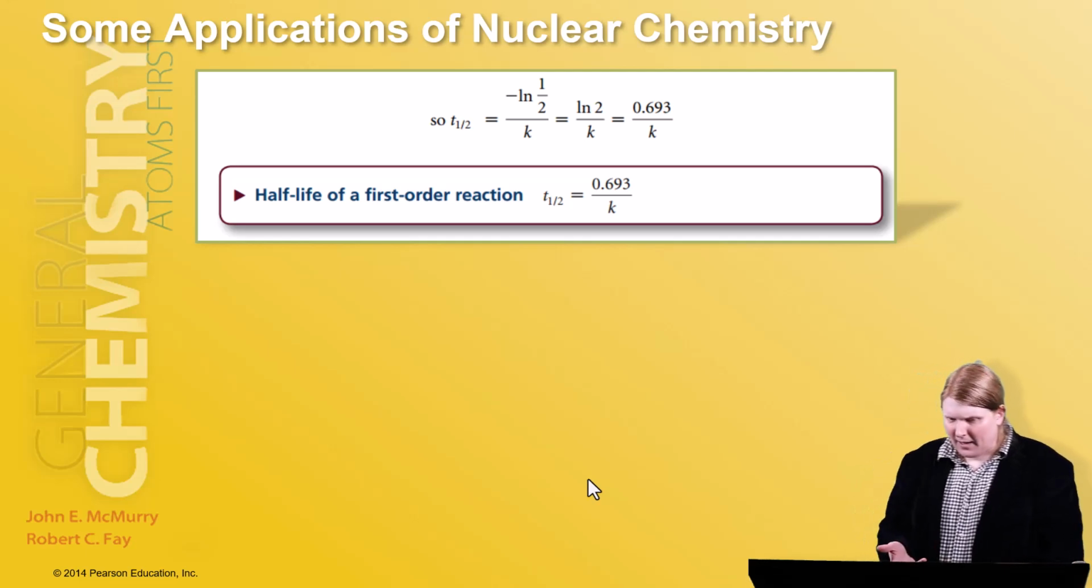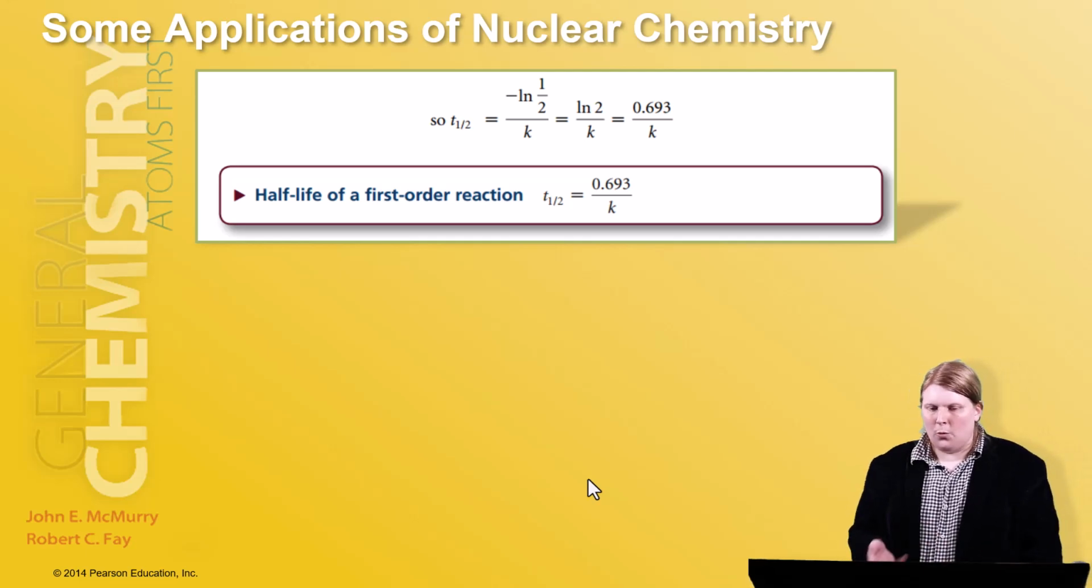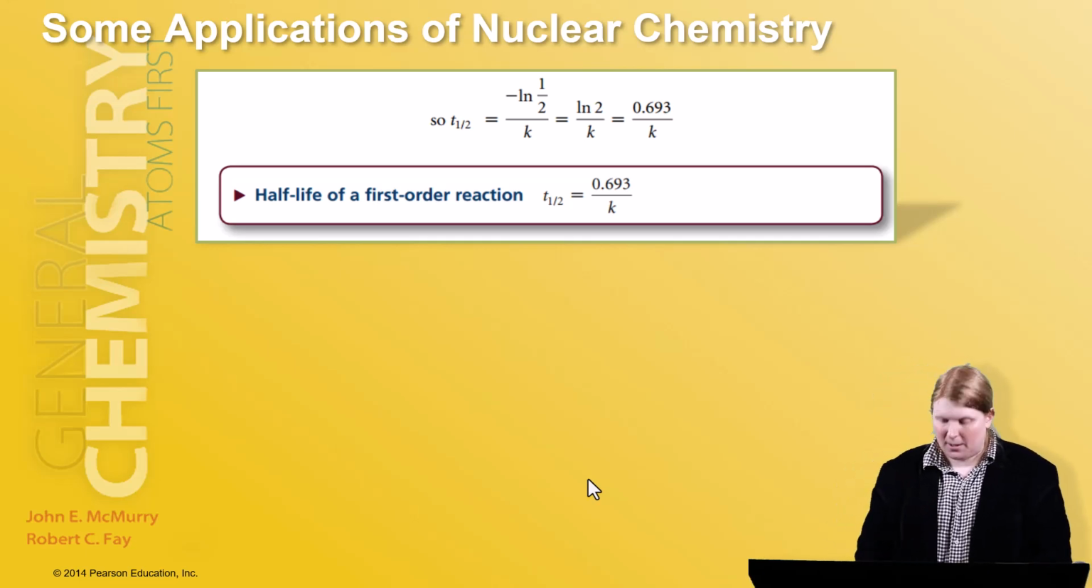So the half-life of a first order process is equal to the natural log of 2 over K. Or you could rearrange this and say that the natural log of 2 over the half-life is equal to K. You can solve for K in this if that's also what you need. So bear in mind, these are some of the equations that we'll need in our arsenal. Point 693 is just a rounding of the natural log of 2.